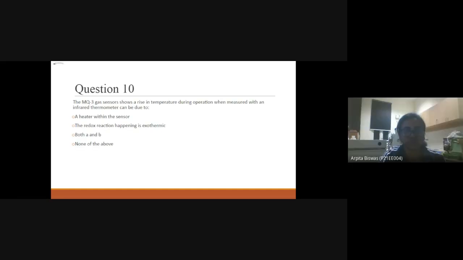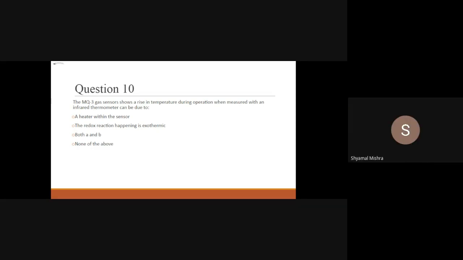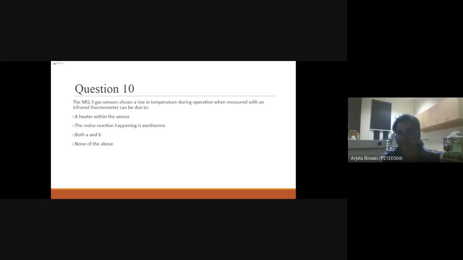Now coming to question number 10. The MQ3 gas sensor shows a rise in temperature during operation when measured with an infrared thermometer. This can be due to: the first option is a heater within the sensor, the second option is the redox reaction happening is exothermic, the third option is both A and B, and the last option is none of the above. Please go through the question carefully and try to give the answer.